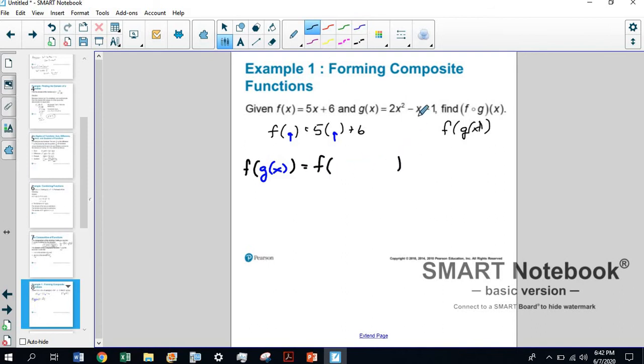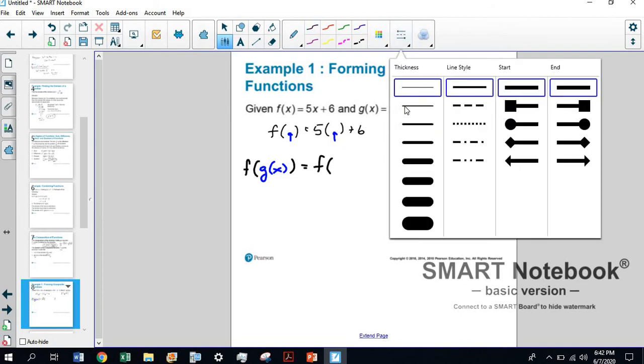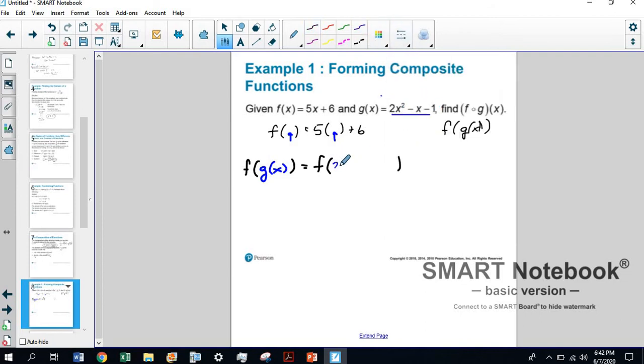G of X was given right here to be 2x squared minus x minus 1. So all of that is G of X, and that's all supposed to go inside of the F function. So the F function is 5 times stuff plus 6. And so if we put that in the F function, we get 5 times 2x squared minus x minus 1, plus 6. So this step right here is the actual composition happening. All right, we have composed F and G. G inside of F. And so we've composed those. Here you see the function inside of the other function.